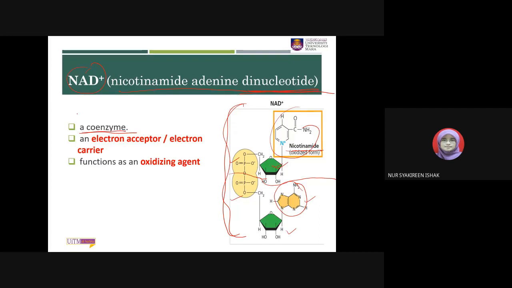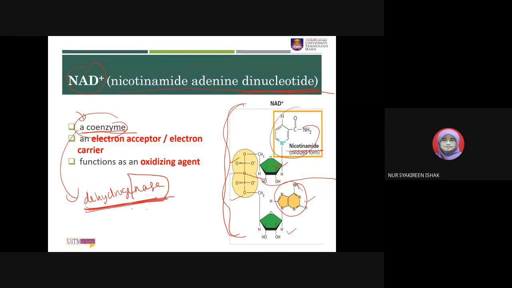It functions as the coenzyme. Coenzyme means that if you remember in chapter 4, an enzyme requires a cofactor in order for the enzyme to be activated or to function. So NAD+ is a coenzyme for the enzyme dehydrogenase. If you look at the name, dehydrogenase, what is the function of this enzyme is to remove hydrogen atoms from a molecule.